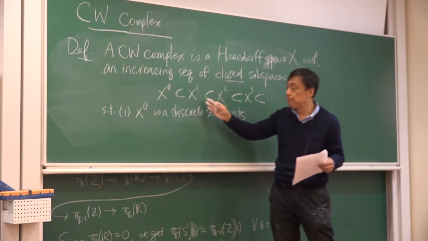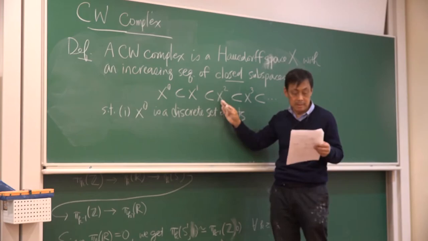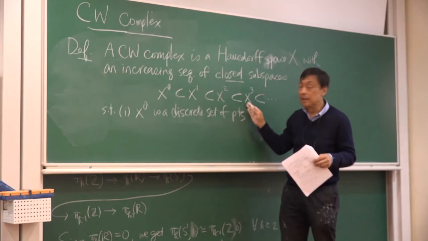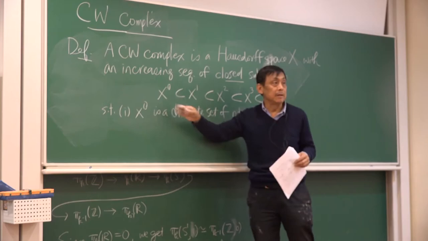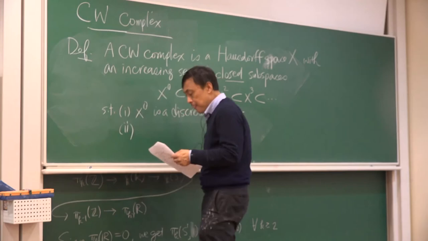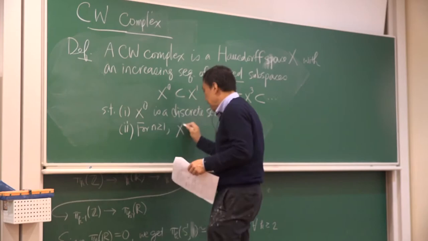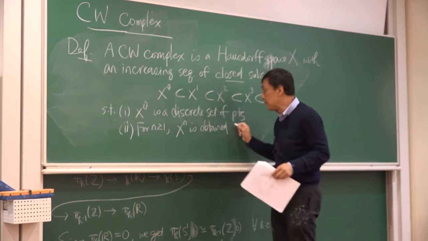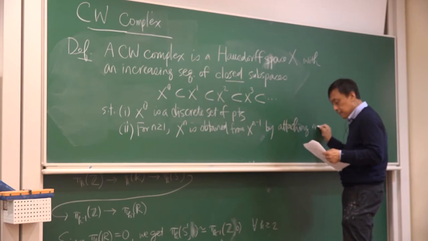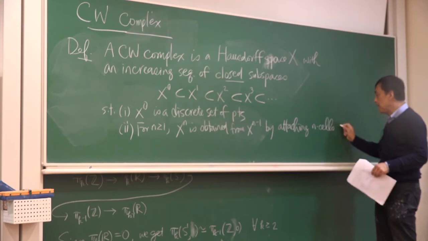And then, whenever you have some Xn minus 1, you obtain the next one by attaching n cells. So X1 is obtained from X0 by attaching 1 cells. X2 is obtained from X1 by attaching 2 cells, and so on. For n greater than or equal to 1, Xn is obtained from Xn minus 1 by attaching n cells. There could be infinitely many of them, e n lambda.